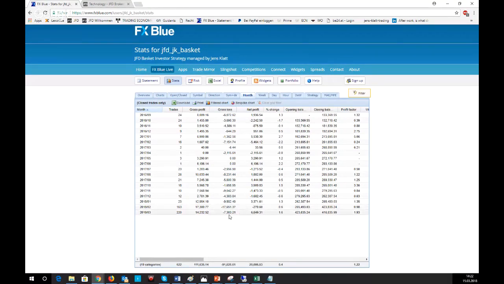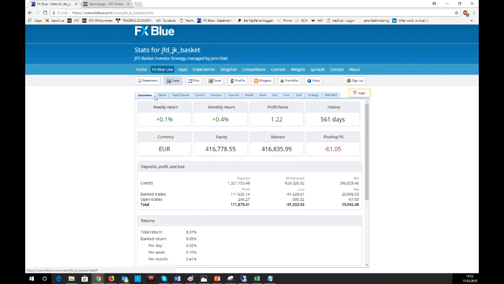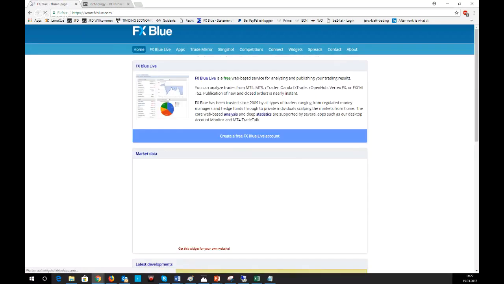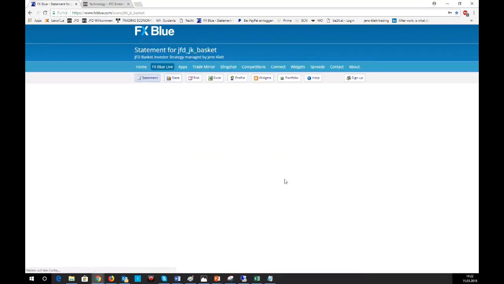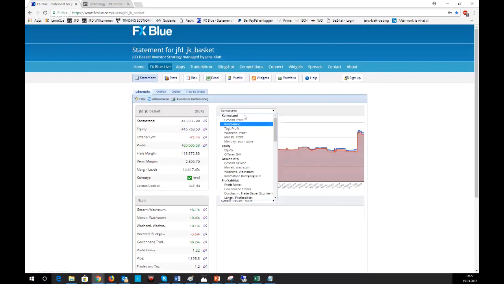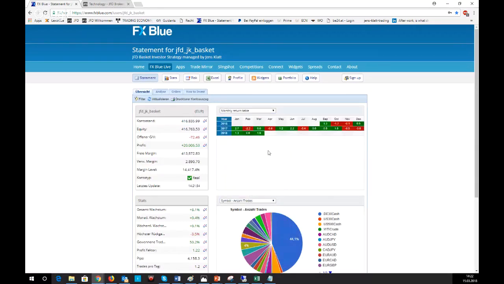And now you can see for this month, for example, the current performance here is 1.6%. In fact, if you want to have an overview here, oh, I'm sorry, that wasn't it. So if you click here on statement, you can also see the monthly return table, for example, there. And there you can see that we already show a quite very solid result for the month of March in general, but also for the strategies itself.